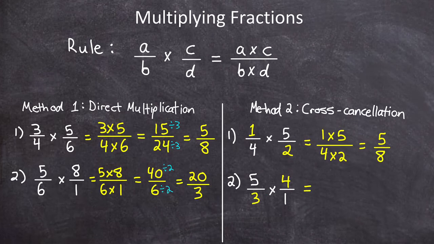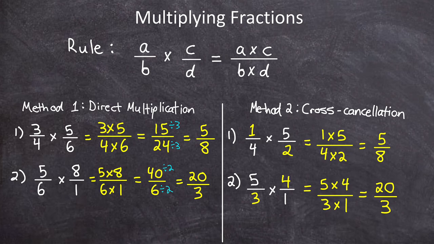And then I can find this product just by multiplying the numerators, 5 times 4, and dividing that by the product of the denominators, 3 times 1. And this gives me 5 times 4, which is 20, divided by 3 times 1, which is 3. Notice the same answer we got when we did direct multiplication.